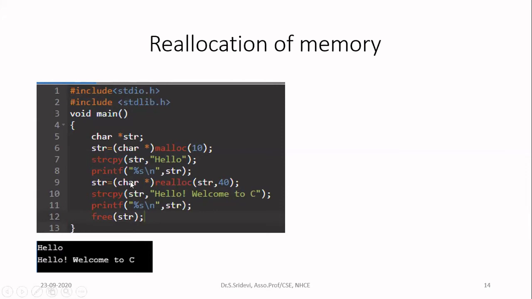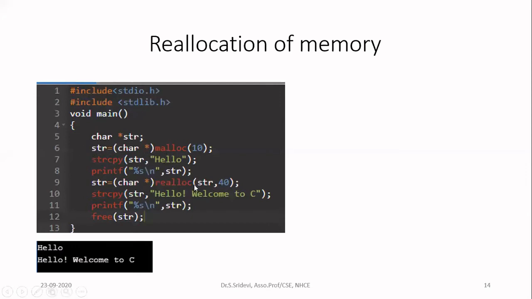To extend the memory, now I am going to use the function realloc. So you call the function realloc. Now you need to pass two arguments. The first argument is the pointer allocated to the memory previously in your malloc function. So here in the malloc function, the pointer allocated is str.